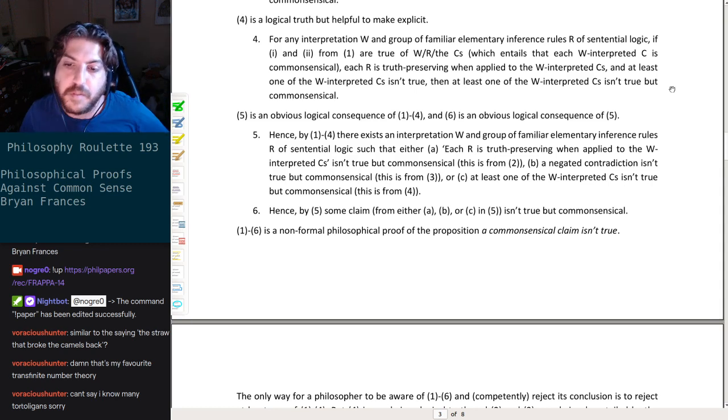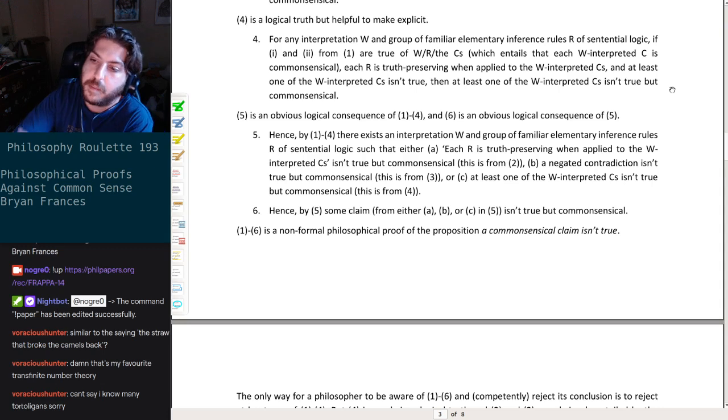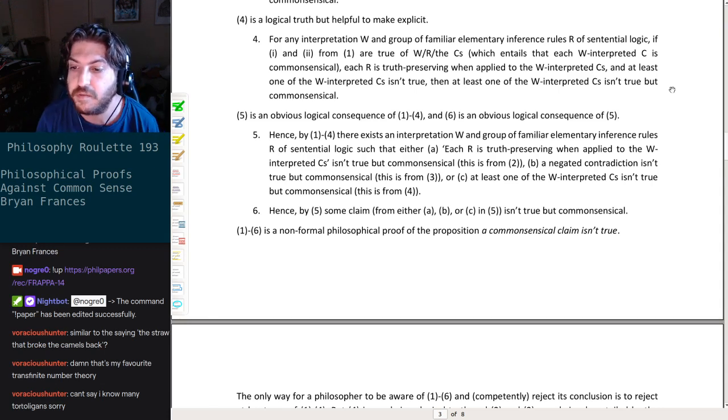Hence, by 1 to 4, there exists an interpretation W in a group of familiar elementary inference rules R of sentential logic, such that either A, each R is truth-preserving when applied to the W interpreted C's, isn't true but commonsensical. This is from 2. B, and a negated contradiction isn't true but commonsensical. This is from 3, or C, at least one of the W interpreted C's isn't true but commonsensical. This is from 4. Hence, by 5, some claim either A, B, or C in 5 isn't true but commonsensical.